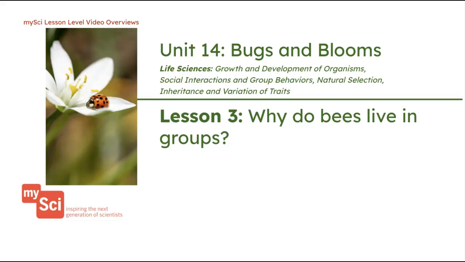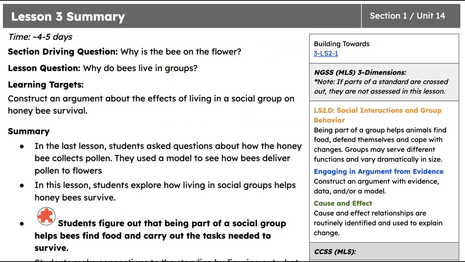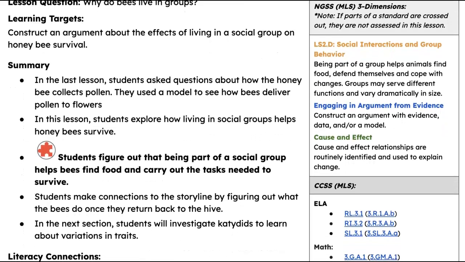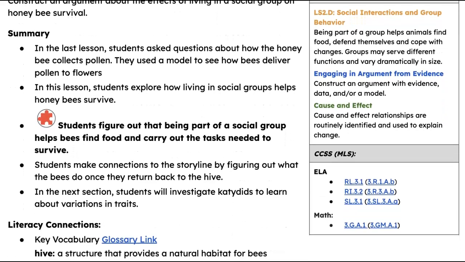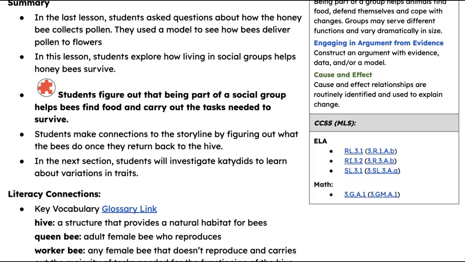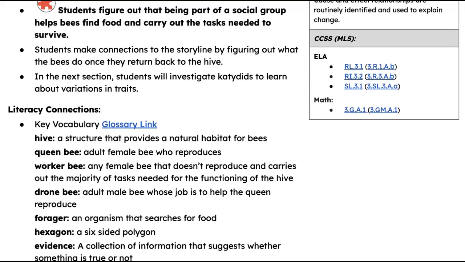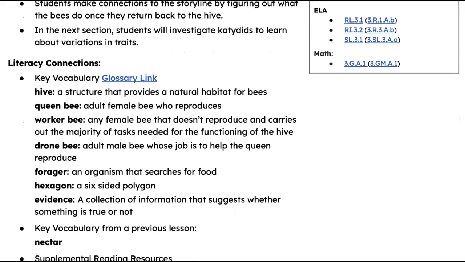Students figure out that being part of a social group helps bees find food and carry out the tasks needed to survive. Students make connections to the storyline by figuring out what the bees do once they return back to the hive. There are several opportunities for ELA and math cross-curricular connections throughout the lesson. You can look for specific standard connections in the Unit 14 teacher guide. This lesson will take approximately 4 to 5 days to complete.